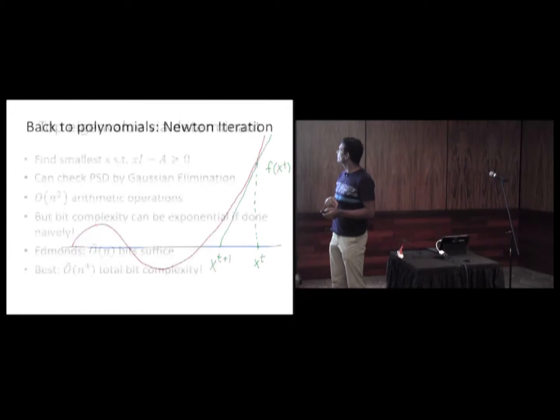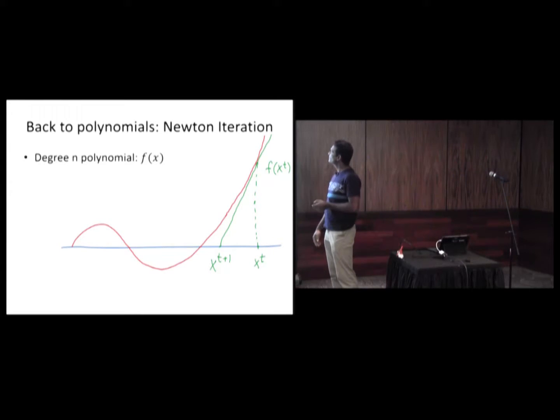Now here is an older method, the Newton iteration. You have a degree n polynomial.